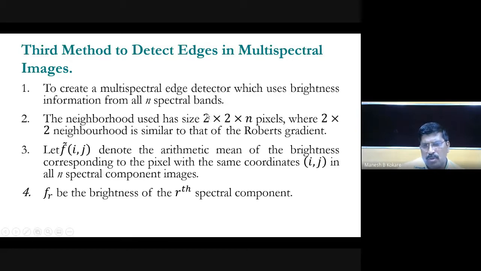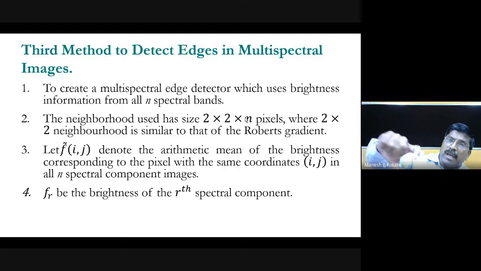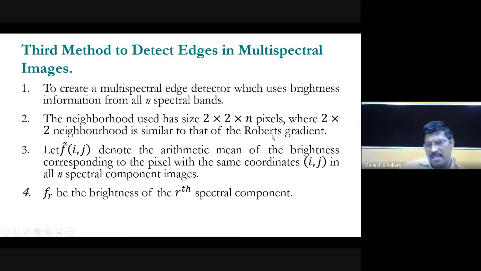2x2 by n. So the number of rows and number of columns are 2, and how many spectral components? n spectral components are there. So you get the volumetric image of size 2x2 by n, where 2x2 is the neighborhood similar to that of the Roberts gradient, right? So in that way you are selecting this one.